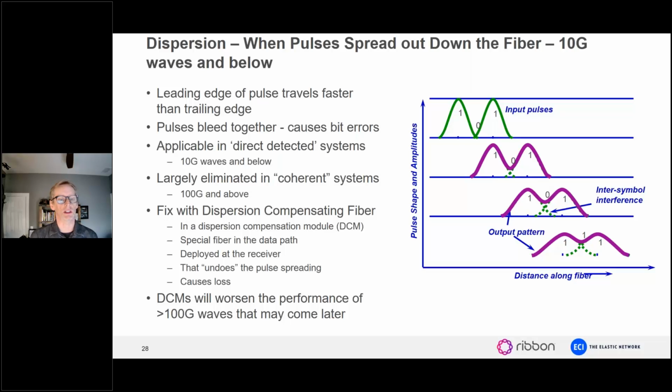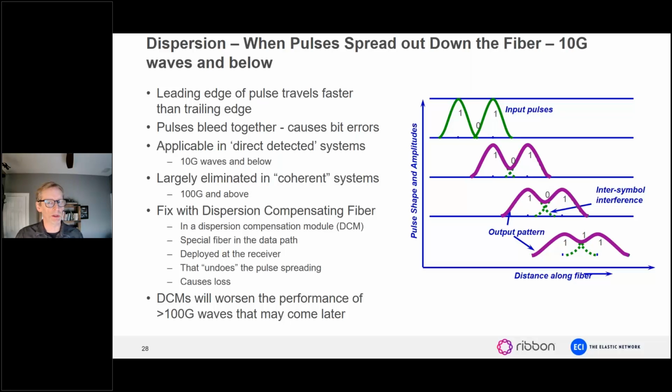You fix it with something called dispersion compensating fiber, DCF. You put the DCF into a plug-in unit called a dispersion compensation module. And that dispersion compensating fiber is special fiber, and it sits right in the data path with your outside plant fiber. You deploy it at the receiving end, and the glass is chemically doped to actually undo the pulse spreading that is done by your outside plant fiber. The bad thing is that it causes loss.